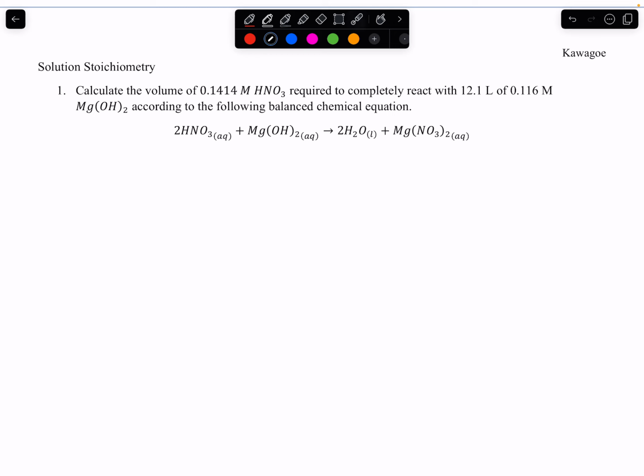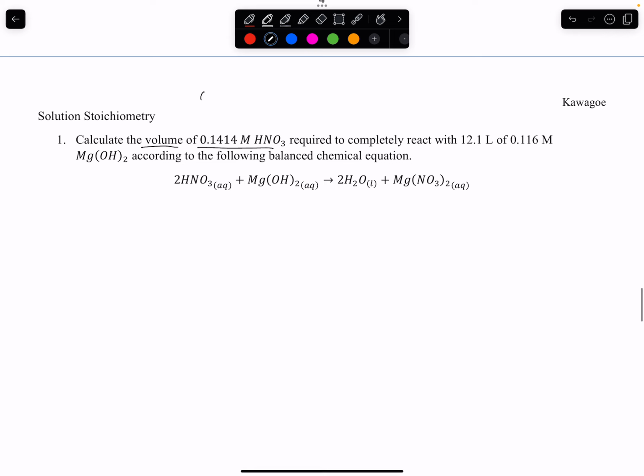All right, so with solutions, one of the things I see a lot is people will confuse the fact that we have liters here also. So liters isn't specific to gases, it's a volume measurement. So we can also see it in solution problems. So here we want to calculate the volume of 0.1414 molar nitric acid. And immediately we should see molar or molarity and convert that into 0.1414 moles per liter, per 1 liter of HNO3, nitric acid.